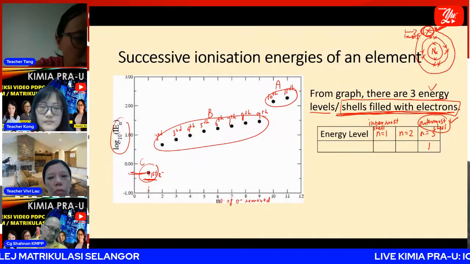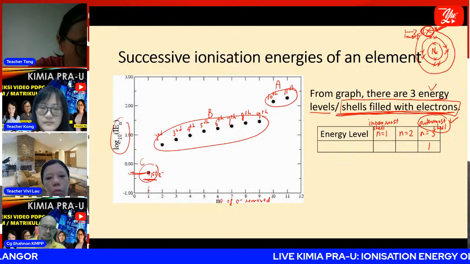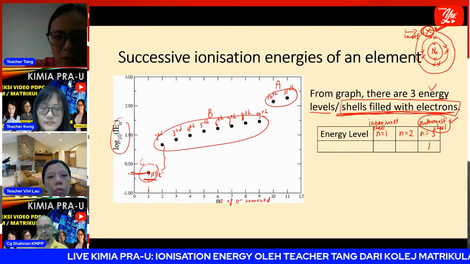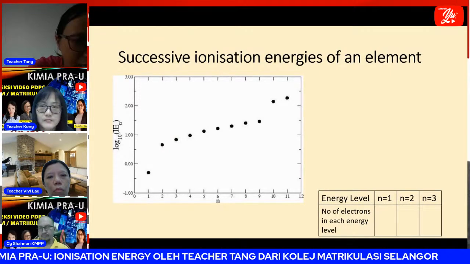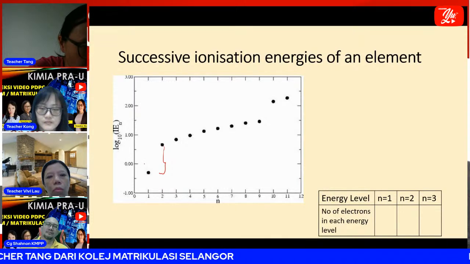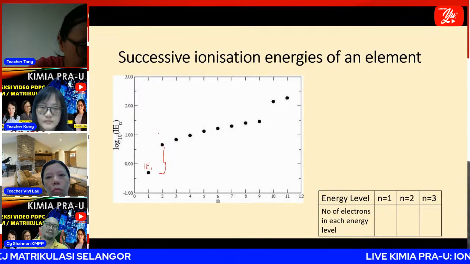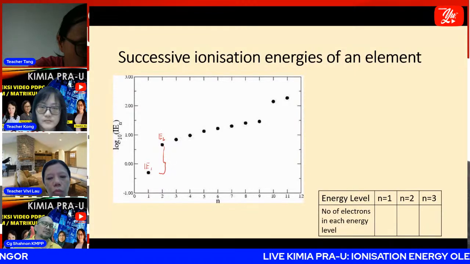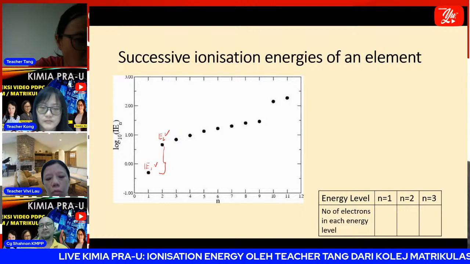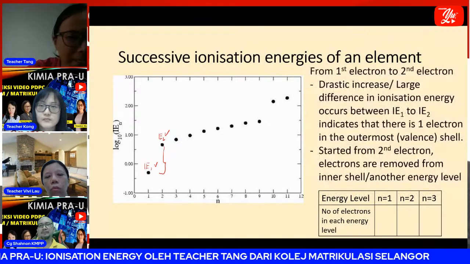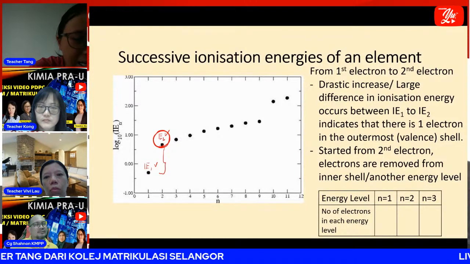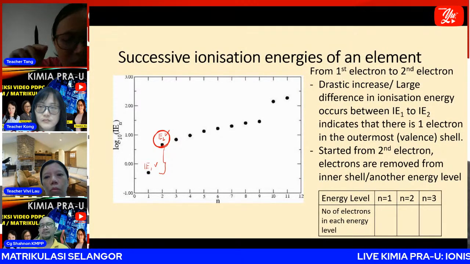Okay, and then in between the first and the second electron, can you see that there is a drastic increase in ionization energy? So there is a drastic increase in ionization energy between the first ionization energy and the second ionization energy. So what does this mean? It means that starting from the second electron, it is being removed from the inner shell.